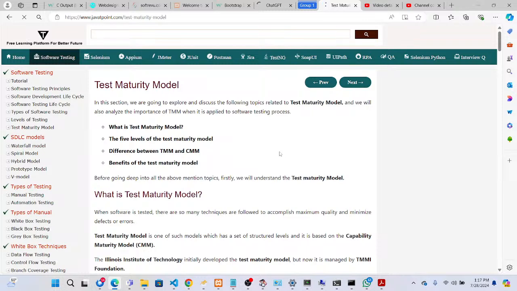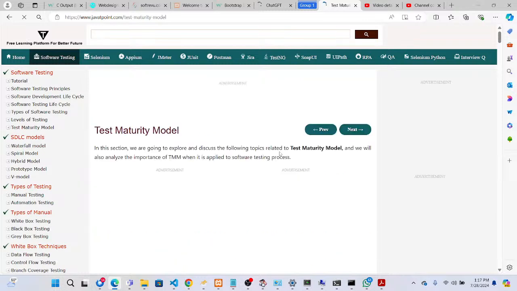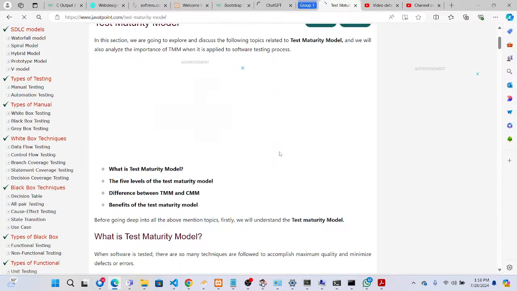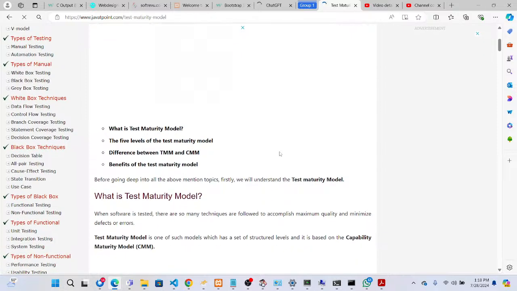So the test maturity model is TMM. In this section, we are going to explore the following topics, as it is the standard model given for the testing process: what is the testing maturity model, the 5 levels of the testing maturity model, the difference between TMM and CMM, and the benefits of a testing maturity model.